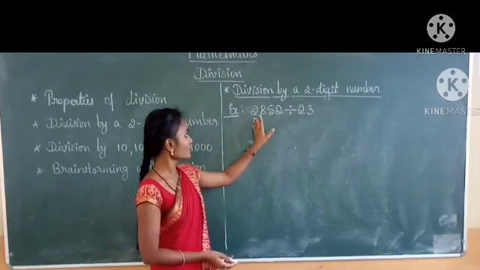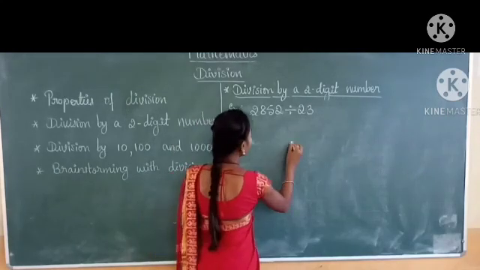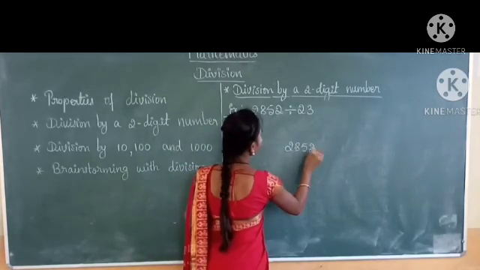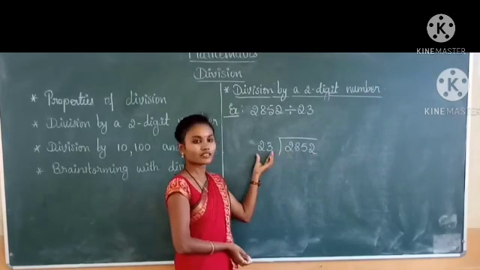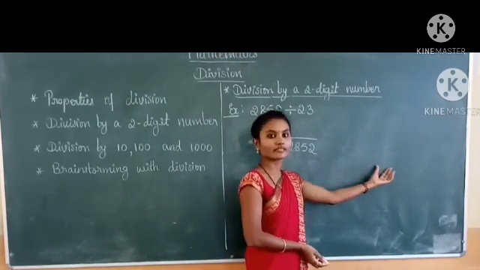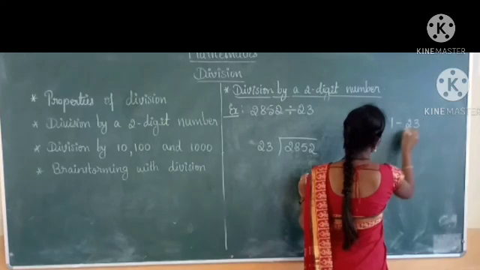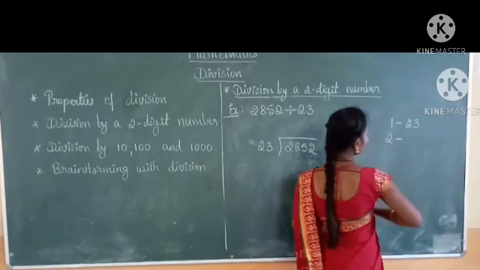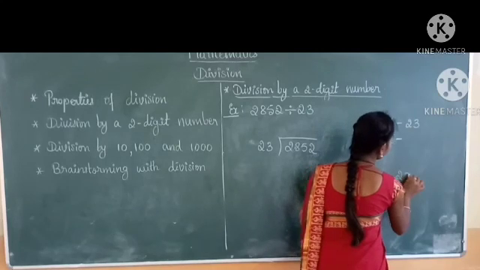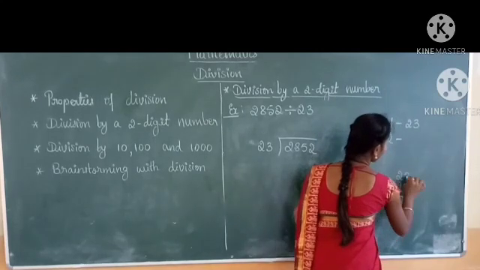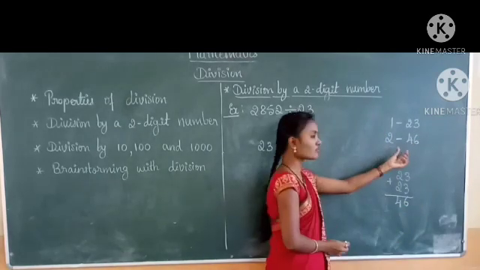The second example is 2852 divided by 23. So you have to write this as 2852 divided by 23. You have to divide this number by 23. So first you have to write the table of 23. So 23 ones are 23. 23 twos are how much? That means you have to add 23 two times. That means 23 plus 23 how much? 3 plus 3 is 6 and 2 plus 2 is 4. That is 46. 23 twos are 46.